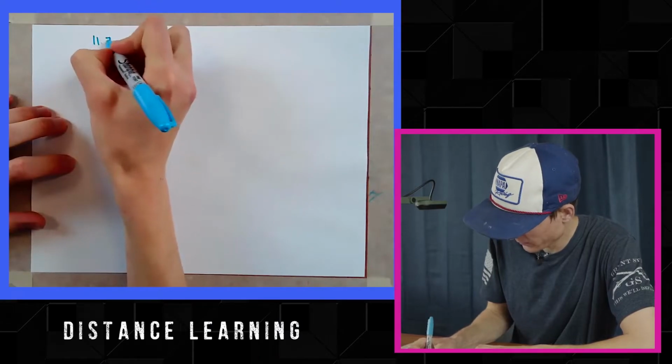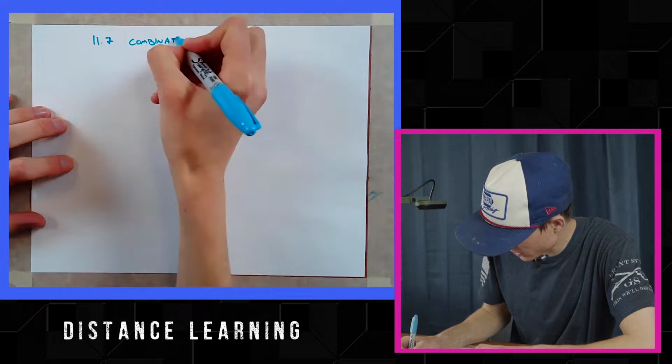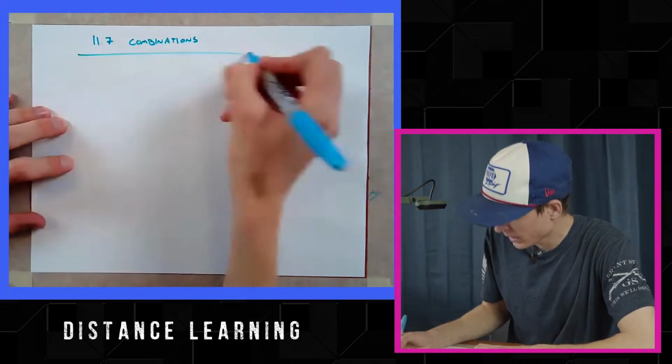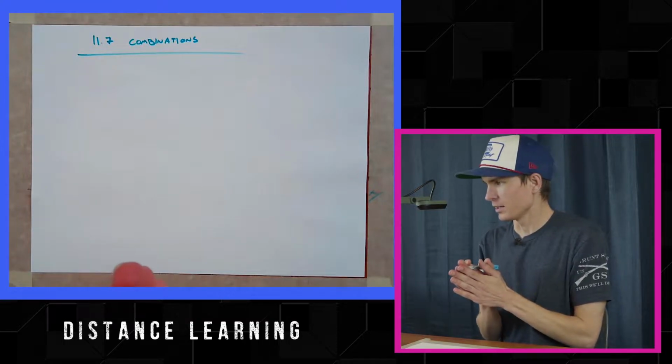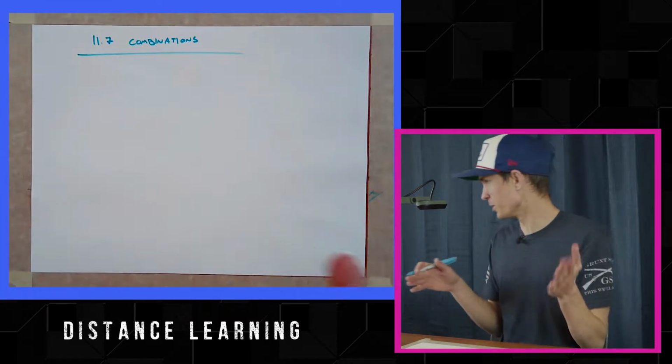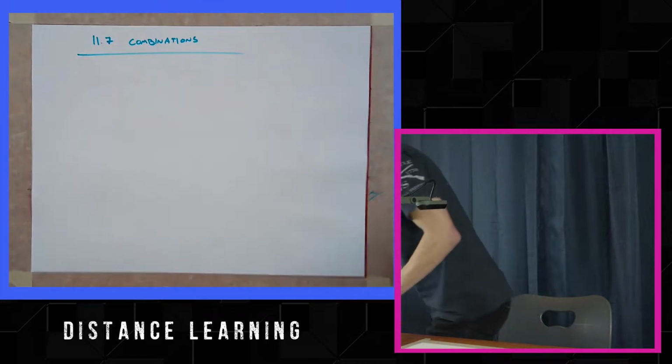So today, the first section of today, is combinations. Now I said in the last section about permutations that you're going to have to be careful when you have the option of permutations or combinations. Also, I forgot the calculator.